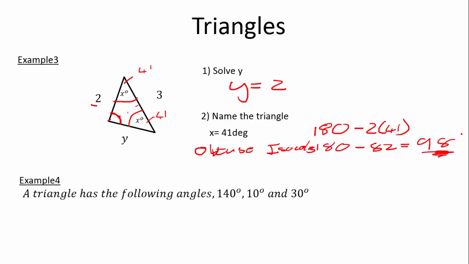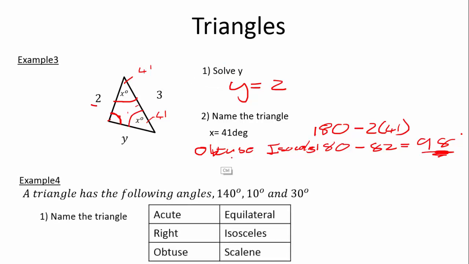Let's have a look at the last example. A triangle has the following angles: 140 degrees, 10 degrees, and 30 degrees. Name the triangle. Remember, quickly, I haven't written this very neatly. So that is an obtuse isosceles triangle, obtuse because we had an angle more than 90 degrees, and isosceles because there are two equal angles and two equal sides. Now what is happening here? This also is going to be an obtuse because it's got an angle more than 90 degrees, and then it's going to be a scalene because none of the angles are equal. So this is an obtuse scalene triangle.